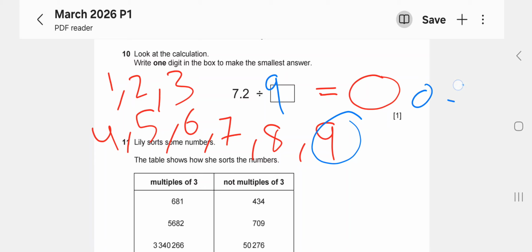If I divided 7.2 by 1, it will be 7.2, and so on. If you tried all the numbers, you will find that dividing by 9 will get you the smallest answer. So again, because this question can come in different ways, anytime you want to get the smallest answer from division, you have to divide by the largest number. Okay.